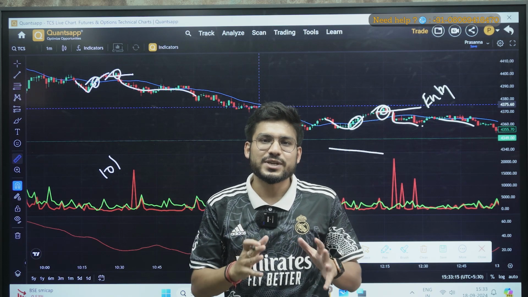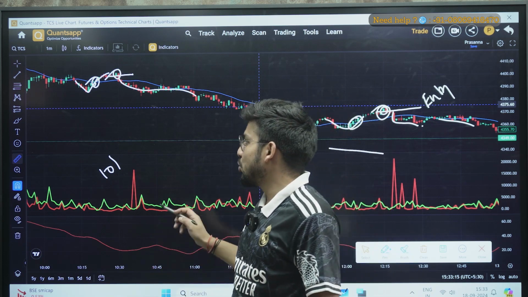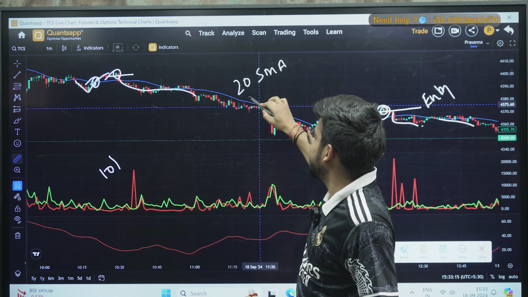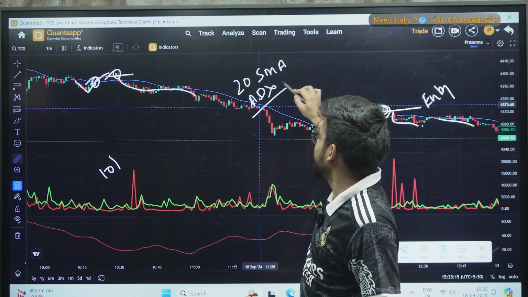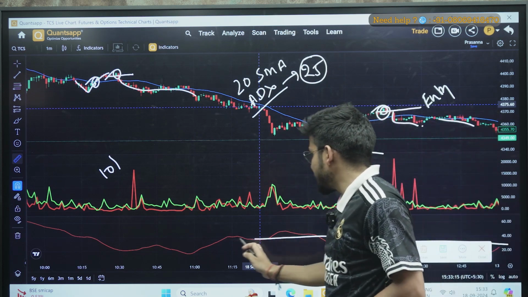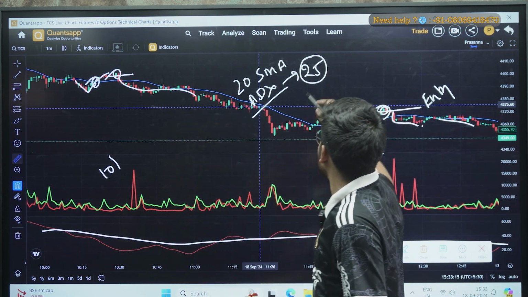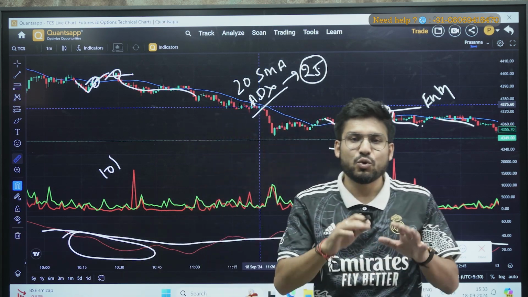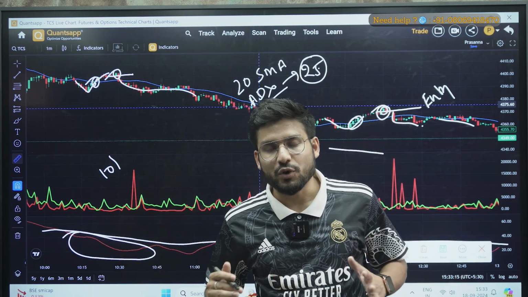There are 2 or 3 steps that you have to follow, and there are 2 indicators that you have to use: a 20 simple moving average, and the other one is ADX. Now in ADX you have to follow the 25 level. Whenever your market is below this 25 level, there is not much momentum in the market, so you can go for the scalping.